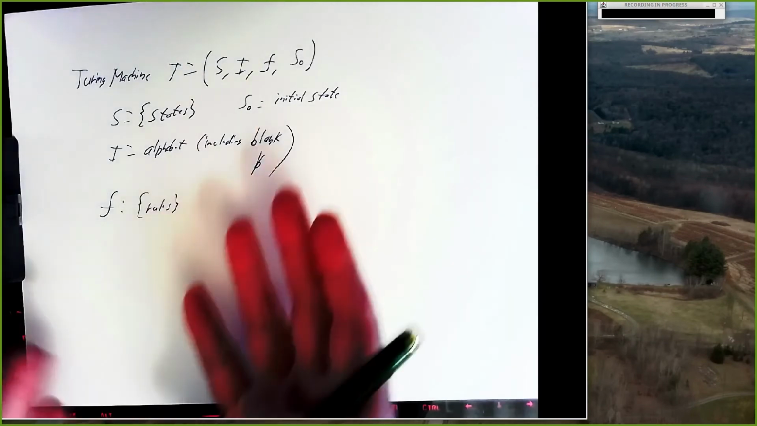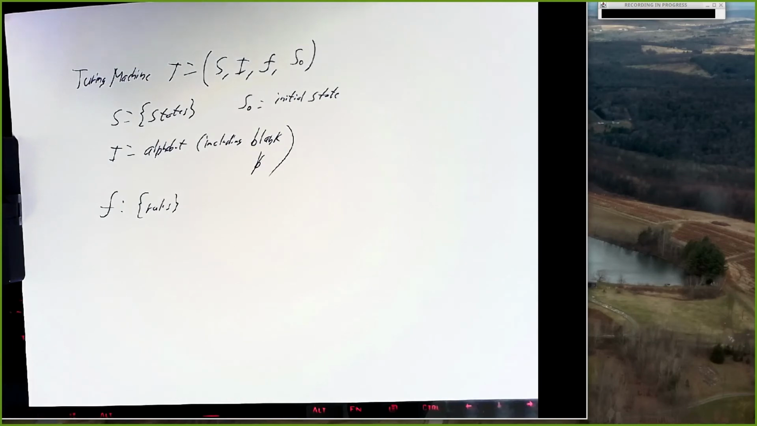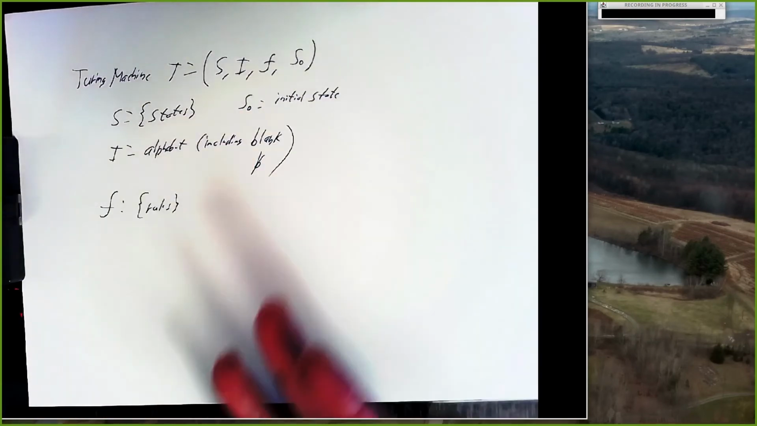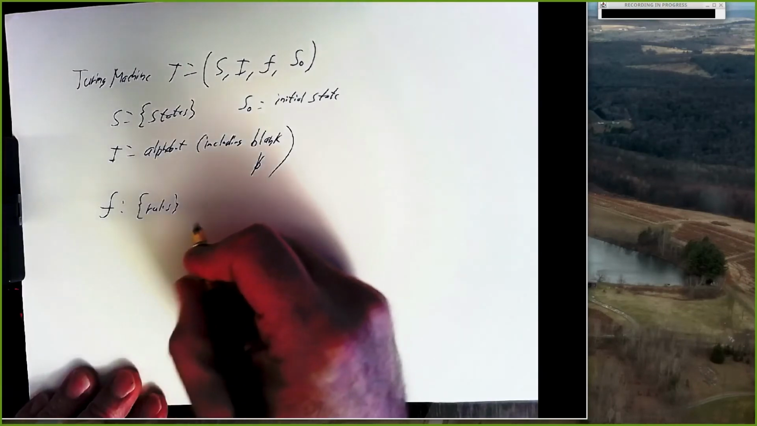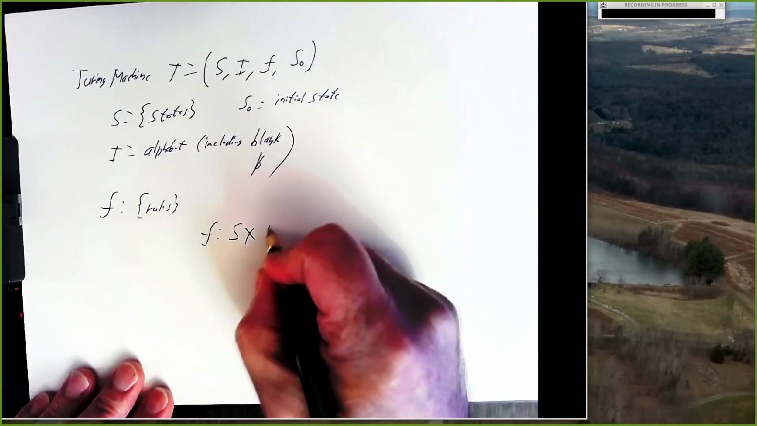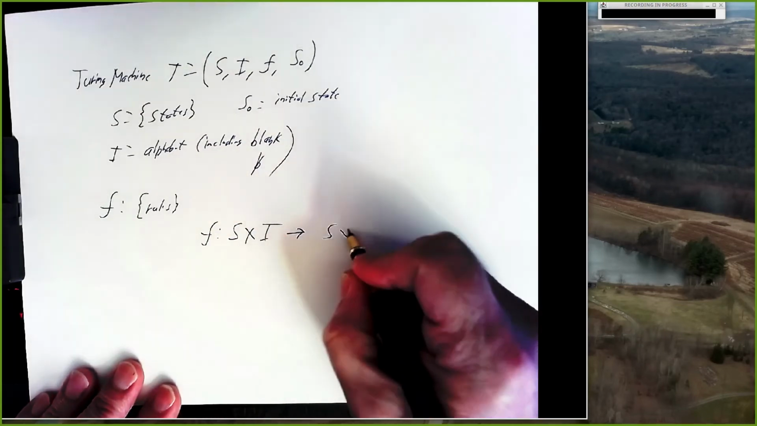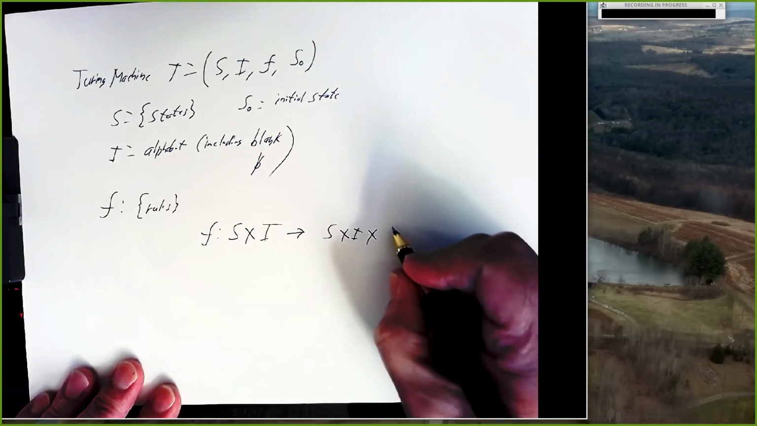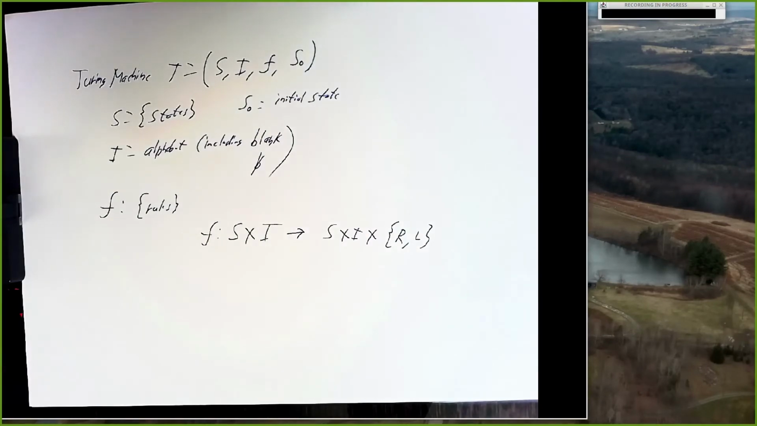Not totally unlike grammar that we were describing earlier, right? So a set of states, an initial state, an alphabet, and then a set of rules. And if we want to be more fancy about this, F is a function. It goes from the Cartesian product of S and I into a Cartesian product of S, I, and a set consisting of two symbols R and L. I'm putting that there just because I can't help it, but don't worry about it.